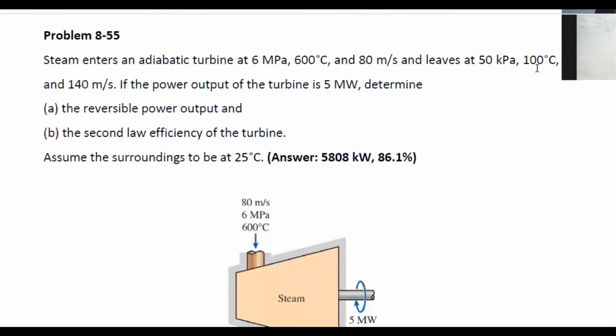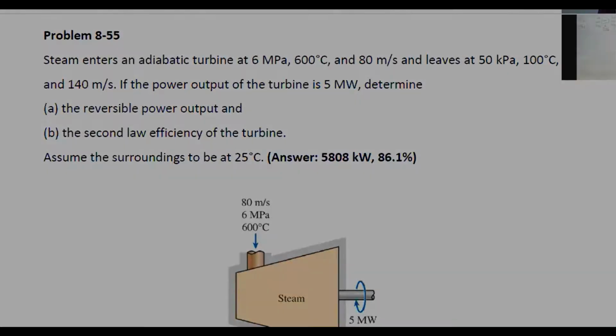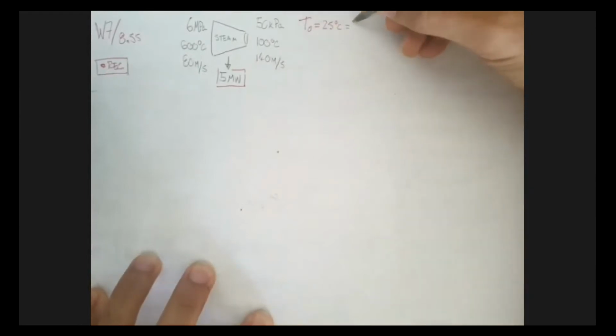of this turbine. Assume the surroundings to be 25 Celsius. This is crucial information, actually. Make sure I write my environment temperature here in the corner. T naught is 25 Celsius, or 298 Kelvin.